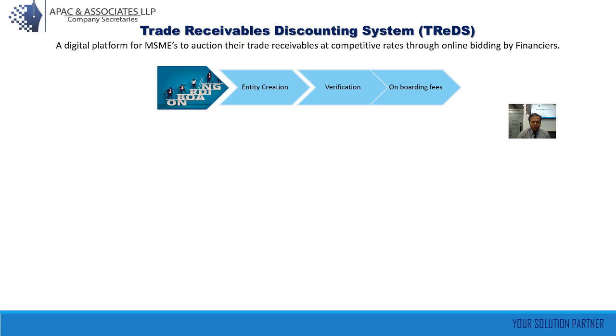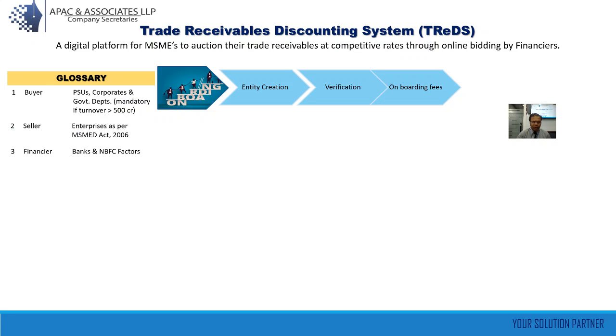The first step of the process is onboarding. It starts with the registration of an entity as a buyer, seller, or financier with the TReDS platform via execution of necessary documents as may be required and giving the auto debit mandate for the buyer. Buyer here means all corporates, public sector undertakings and government departments buying goods and services from the MSME sellers.